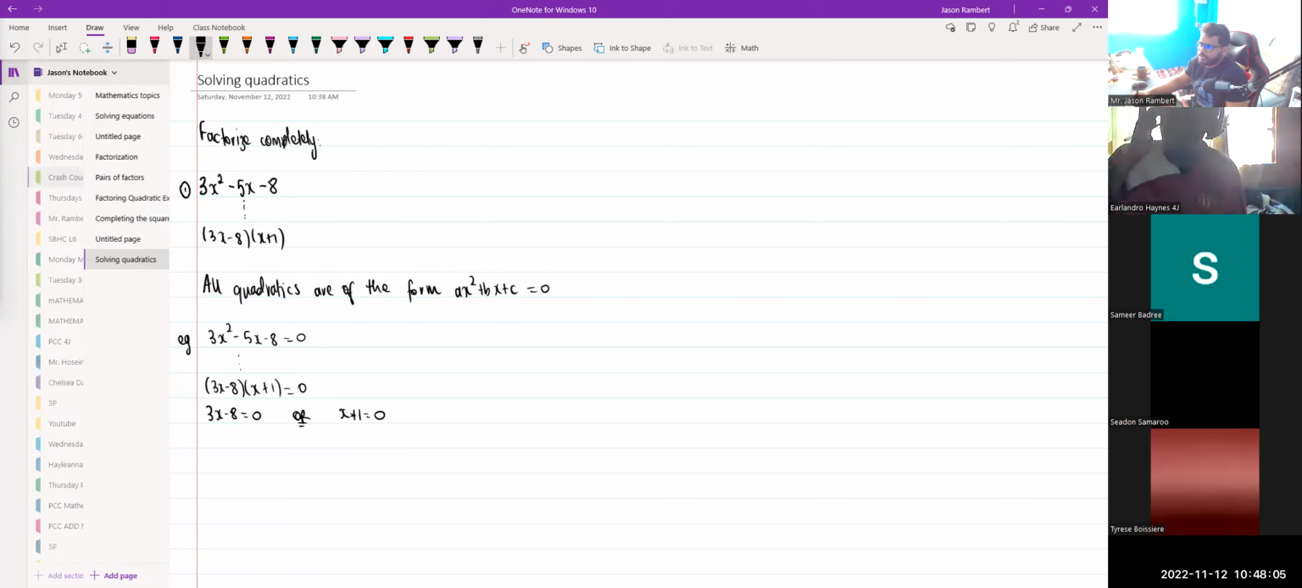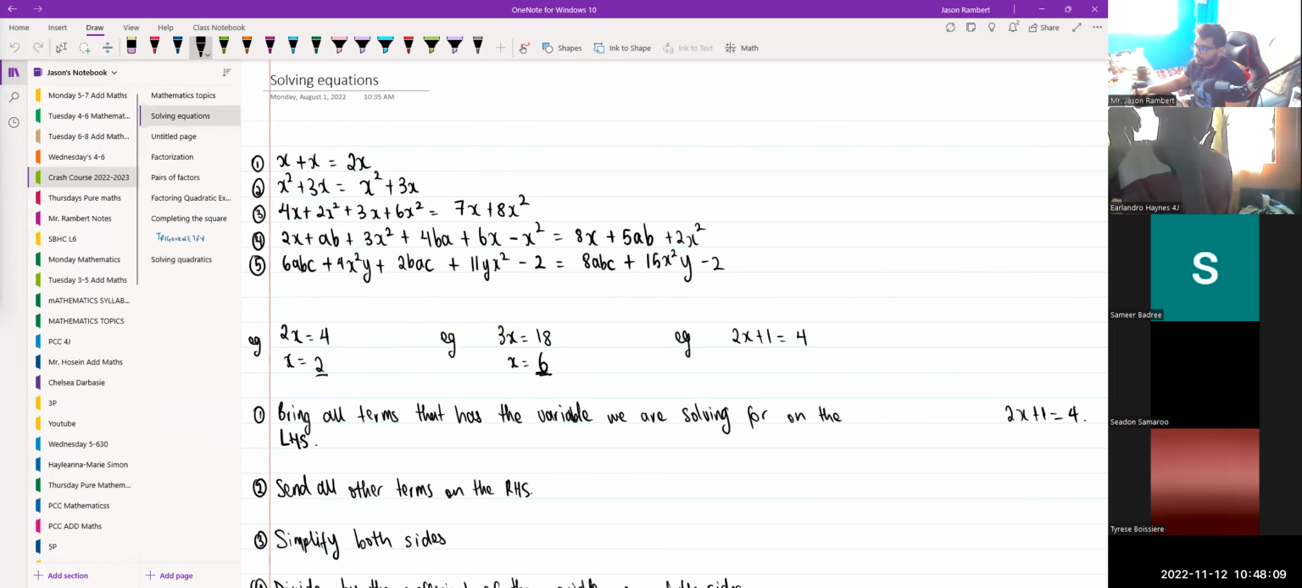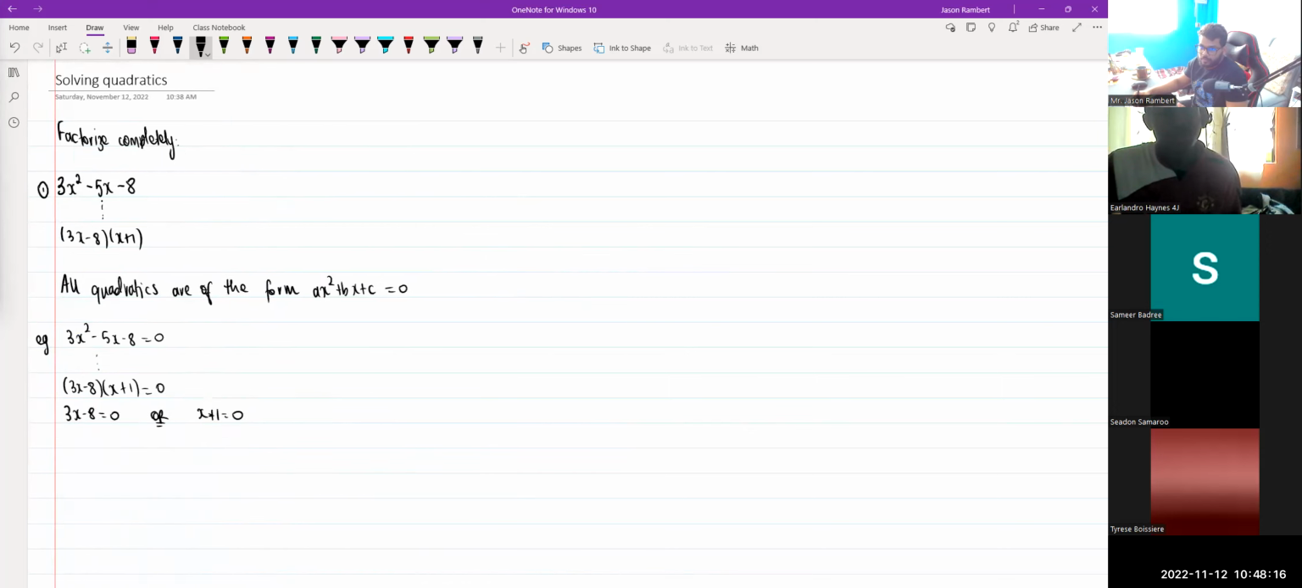I think I would have run through the steps in solving equations for you guys, where we move the terms around and then simplify both sides and divide by the coefficient of the variable. So for 3x take away 8 is equal to 0. If you all can't remember, go back and watch that video. You all have access to it.